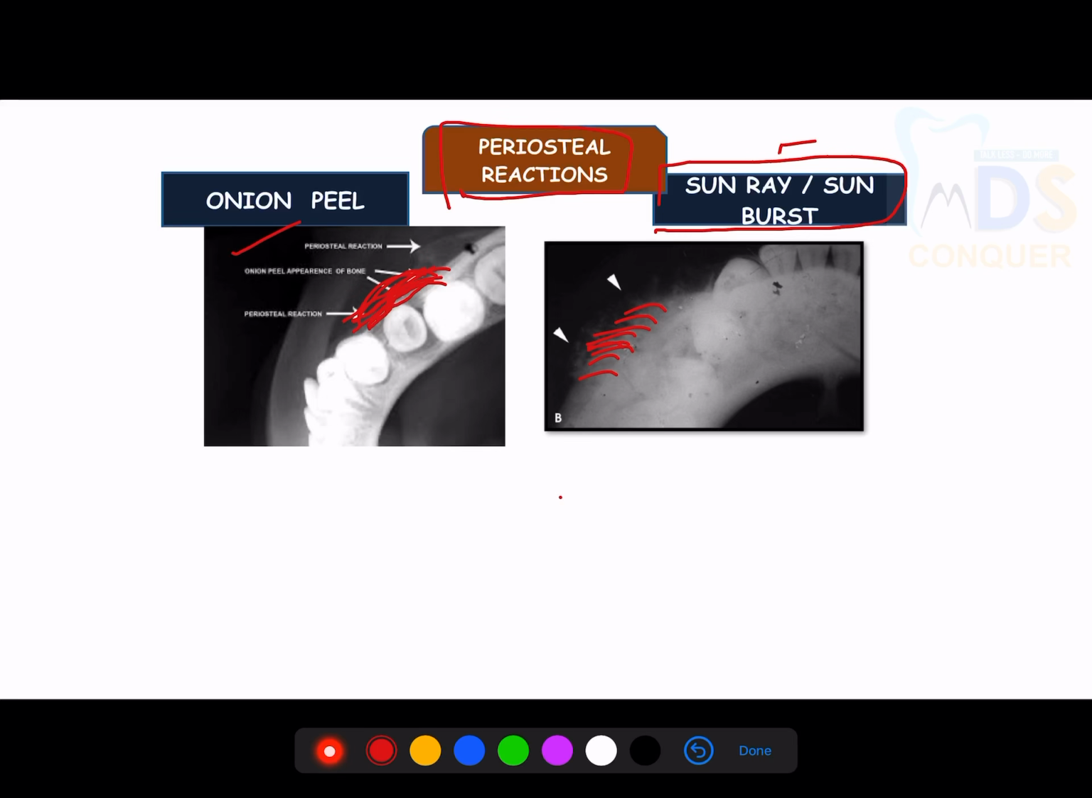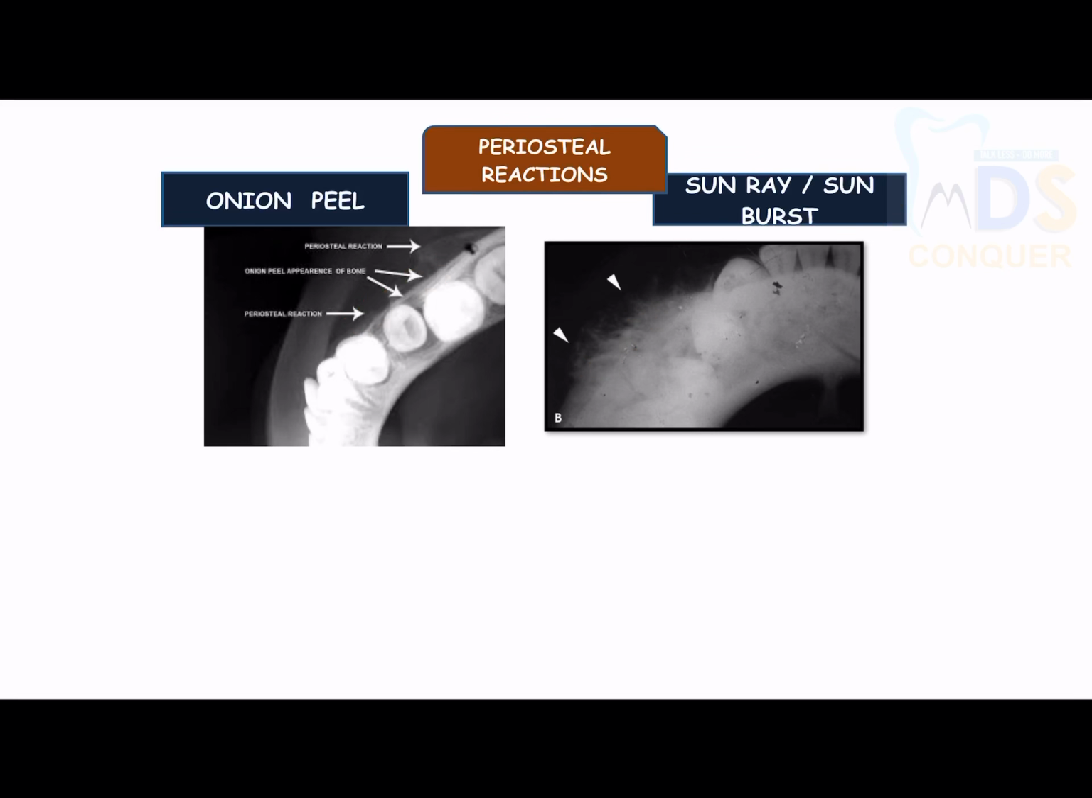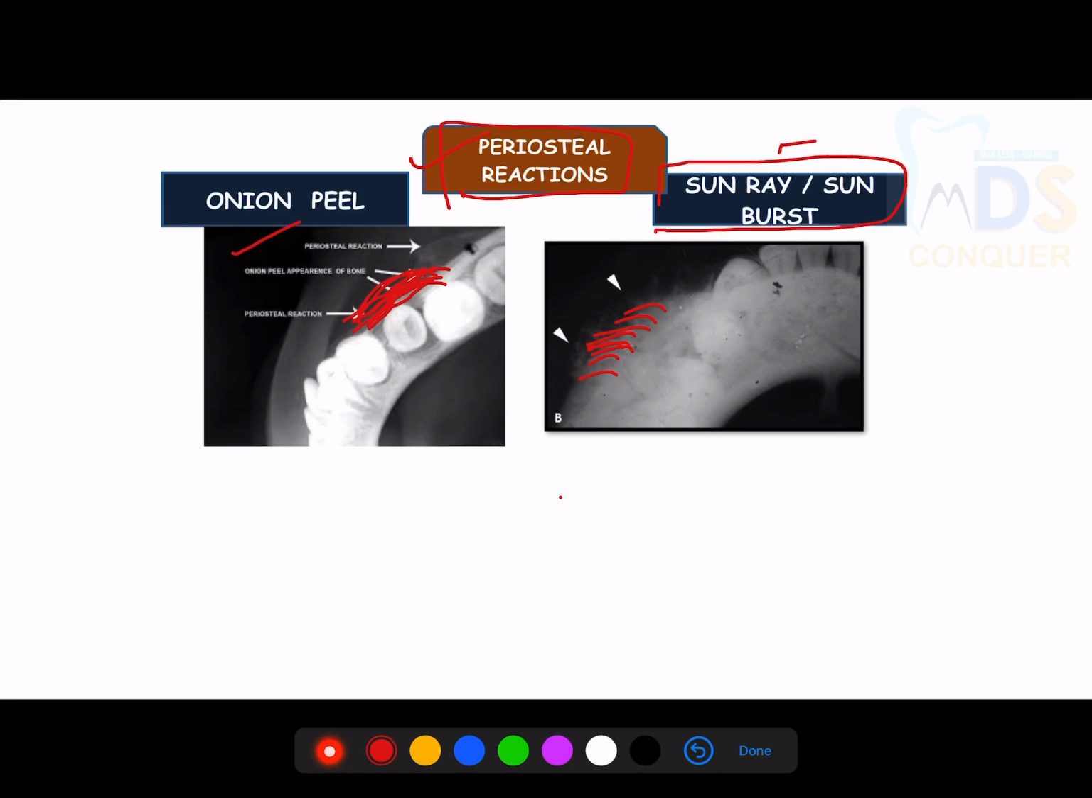So here, coming to the periosteal reactions, there are two types given here, that is the onion peel appearance and the sun ray or sunburst appearance. And this onion peel and sun ray or sunburst appearance are most commonly seen in osteosarcoma or Ewing's sarcoma.